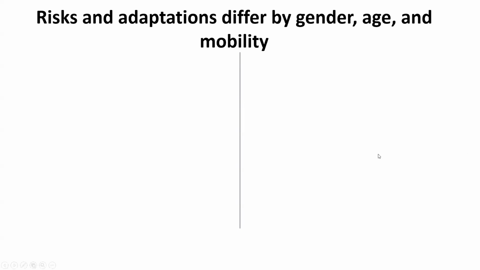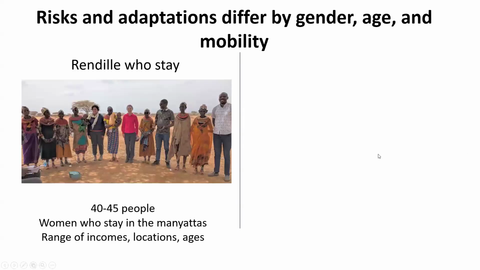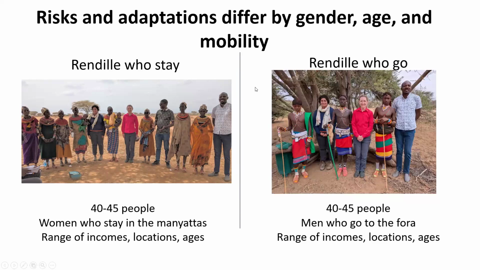And so we've divided our surveys into two groups. We're interviewing a set of people, mostly women, that tend to stay at the homestead, and they're the main caretakers for their children. We're doing these interviews with people that stay, and then we're doing another set of interviews with people that go to the fora with their animals. We're calling them stay interviews and go interviews.